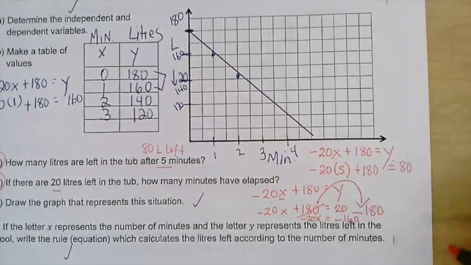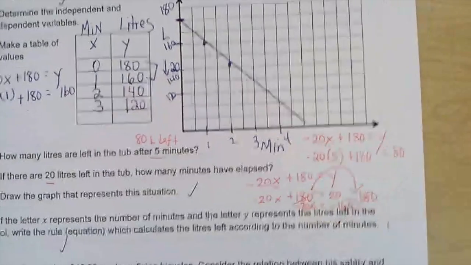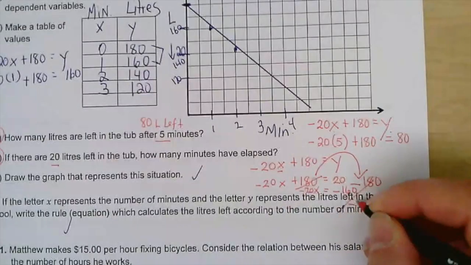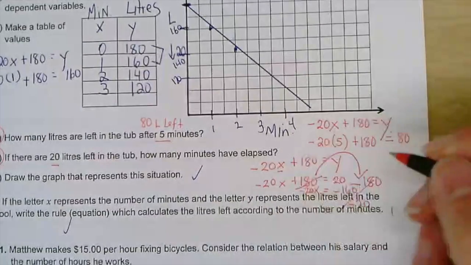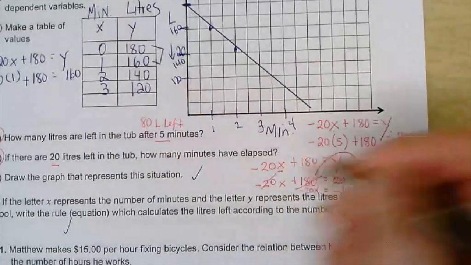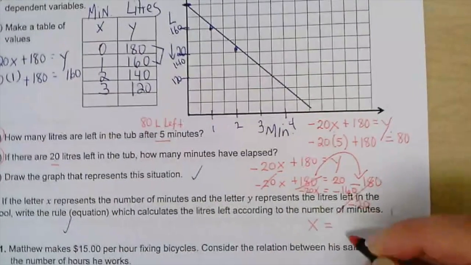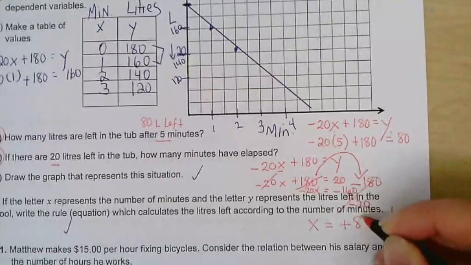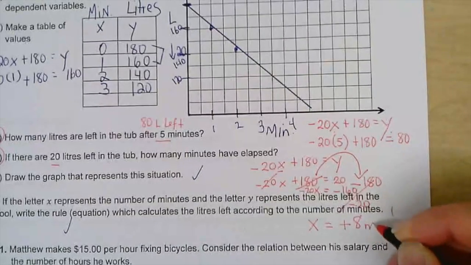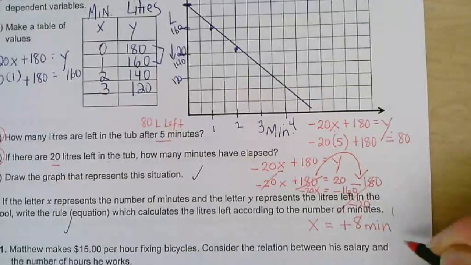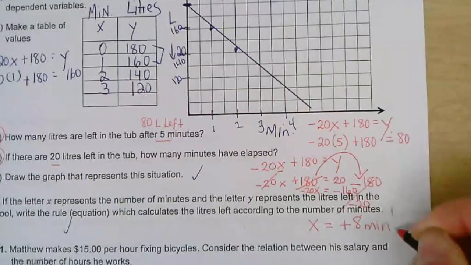How do I remove the negative 20x? You divide by negative 20. And how do I show that I removed it? You cross it off. And what am I left with? X is equal to a positive 8. 8 minutes for it to go down to 20 liters.